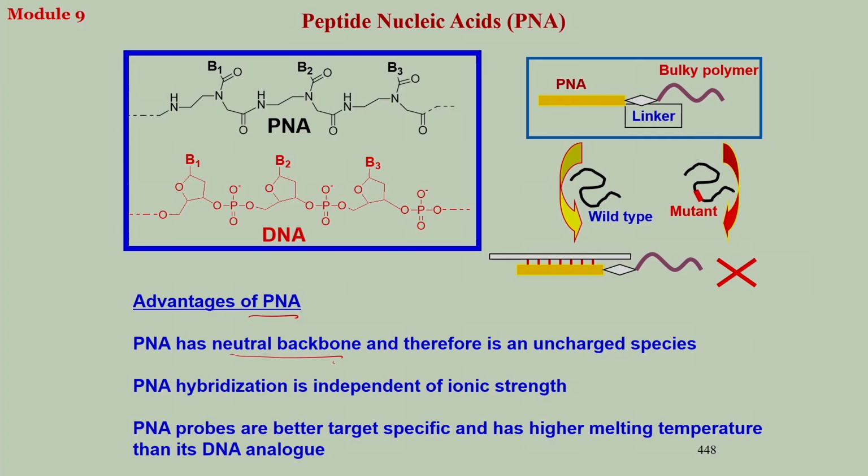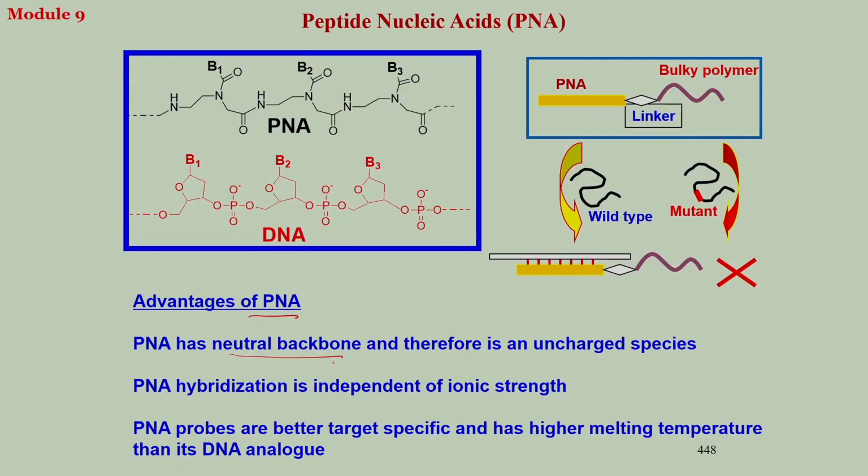So, now what we have done is, I will show you a change of modifications, that we have a PNA and we have attached it to a polymer which is of heavier weight. So, it will make the whole thing bulky.